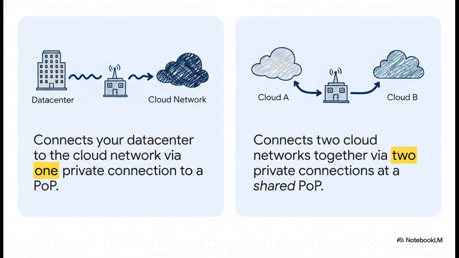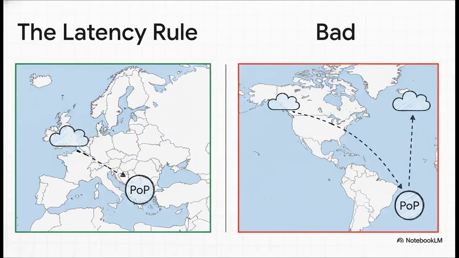So look at this direct comparison. To connect to another cloud, you can use a VPN over the internet, same as with your data center. Or you can use the private connections. The only difference is, instead of connecting your data center to a POP, you're connecting, say, Azure's network and AWS's network together at that exact same shared point of presence. It's that simple.